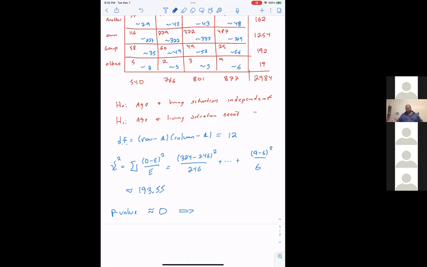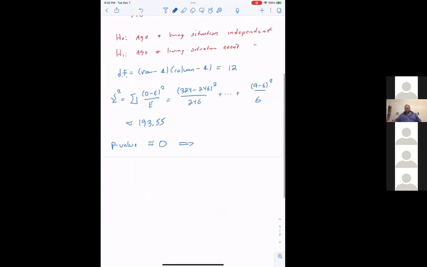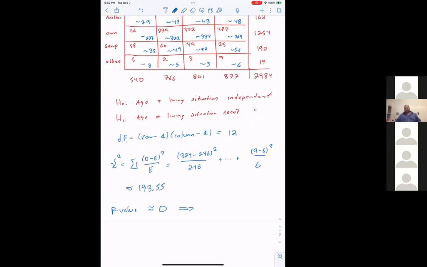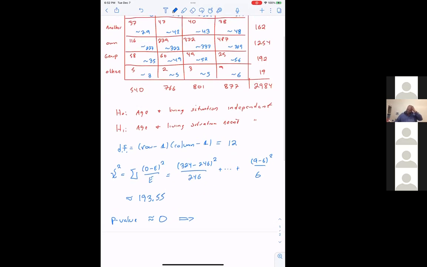Oh, we don't accept the null? I don't know about accepting. I've never heard that word accepting. Reject. If the p-value is low, the null must go. Reject H naught. The data does not support H naught. It favors the alternative.